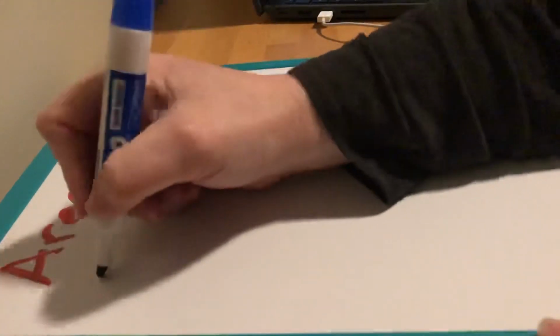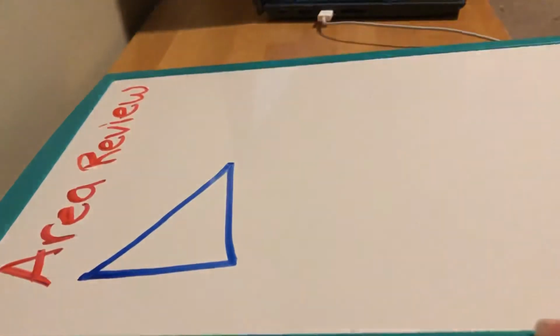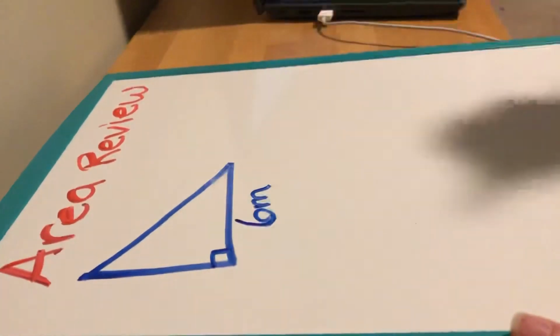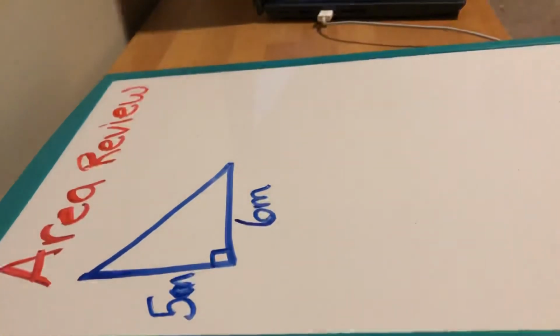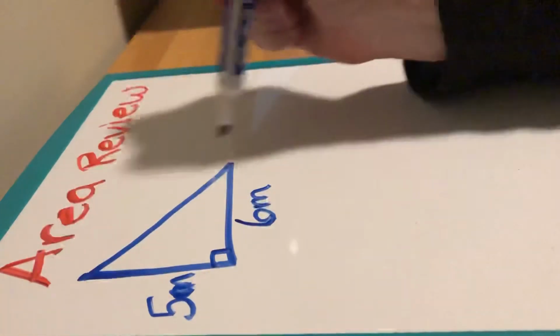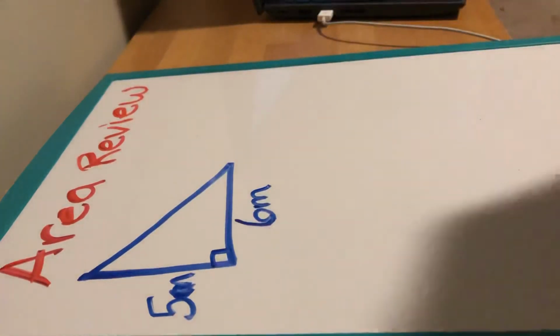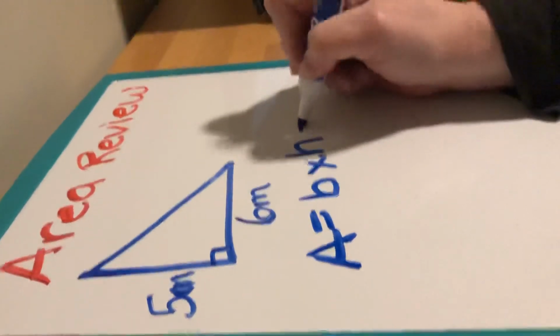Okay, so sometimes our triangles look like this. They are right angle triangles. And they're actually very helpful because 2 of our lines already meet at a perpendicular angle. So let's say that this one is 6 meters long and this side is 5 meters long. And I don't have to worry about using this side because I've already got it here at the perpendicular. So my formula is going to be A equals base times height divided by 2.